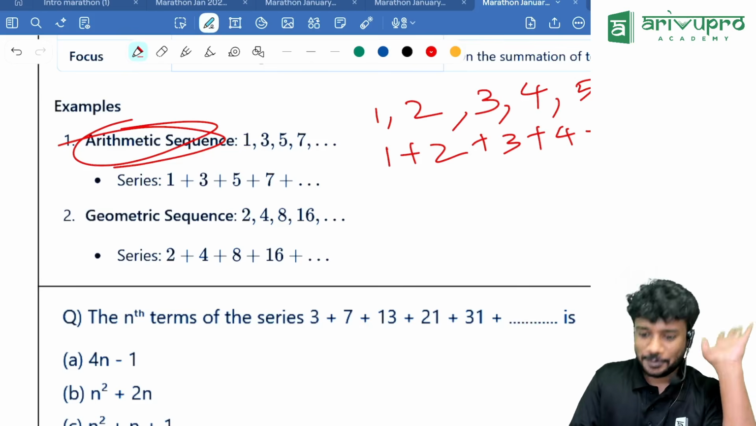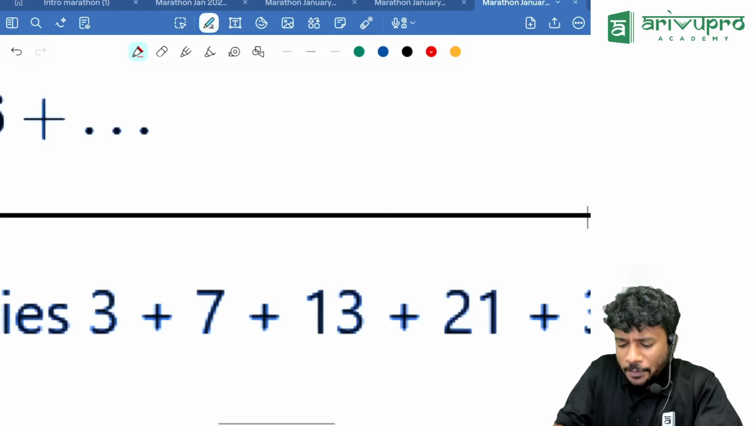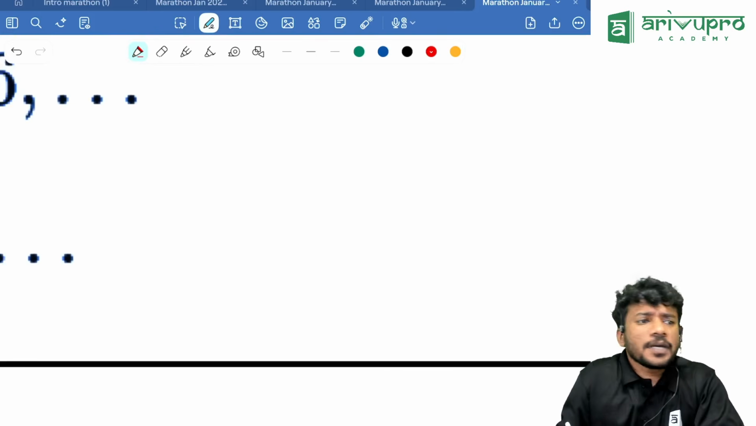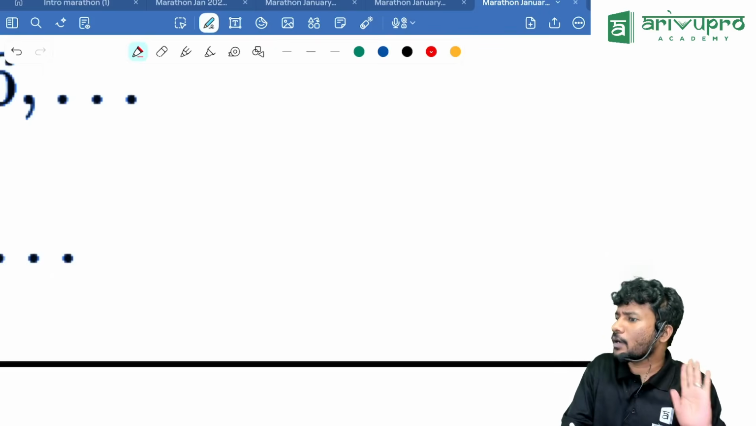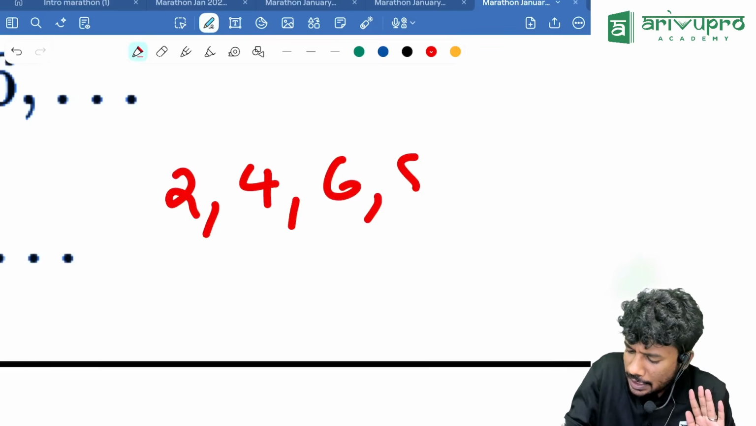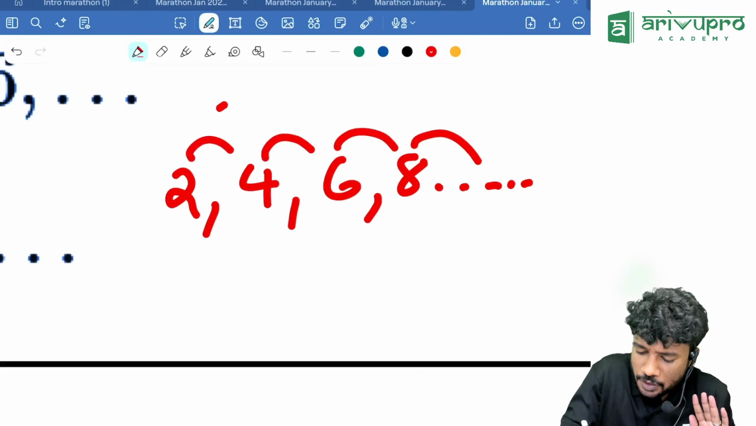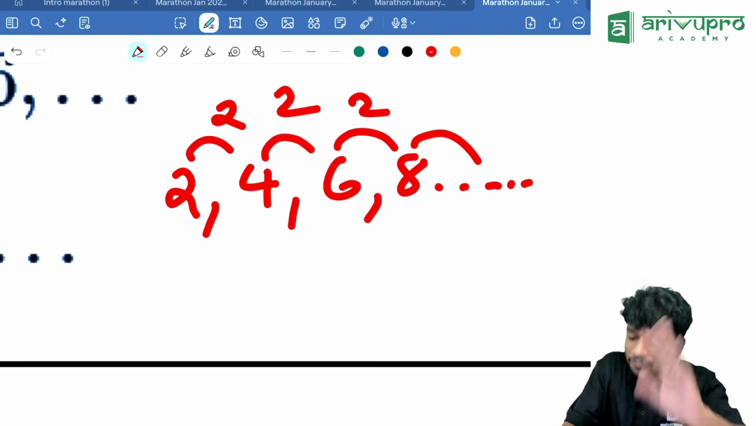We can start. First one. What do you mean by arithmetic progression? What is the basic meaning of an arithmetic progression? There will be a common difference between consecutive numbers. For example, 2, 4, 6, 8, etc. What is the common difference between them? 4 minus 2 is 2. 6 minus 4 is 2. 8 minus 6 is 2. That means a common difference is there.